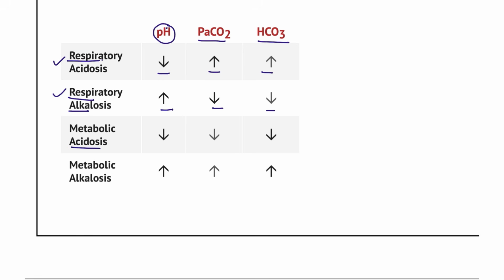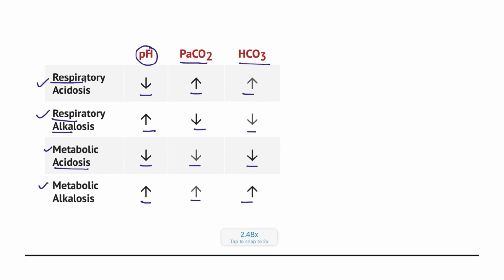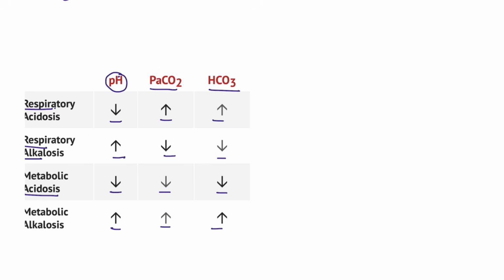In metabolic acidosis, all the levels are decreased. All the levels are elevated in metabolic alkalosis. So this is how we are going to interpret, right? Next, how can we check the compensation?